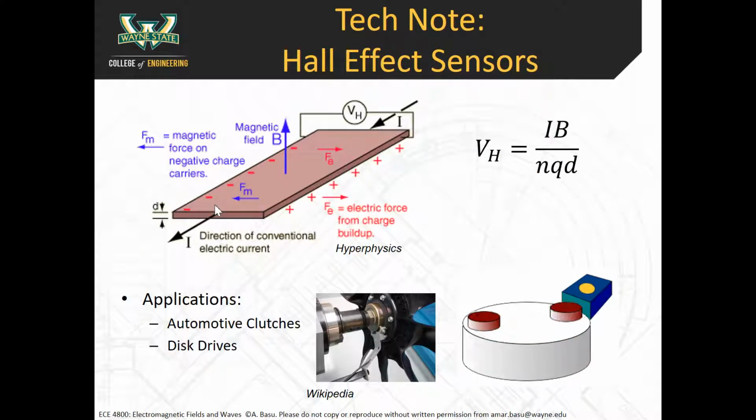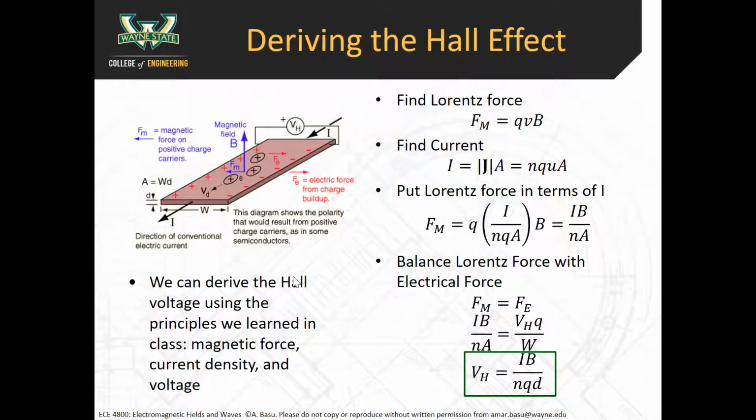Yeah, Isaac. Why is that I cross B? I mean, because if the magnetic field's not perfectly perpendicular, shouldn't that reduce the effect? Yeah, great question. If the magnetic field is not perpendicular to it, then you'll get a sine of theta term in there. Yeah, absolutely. So in most cases where Hall effect sensors are used, for example, in disk drives, they are designed so that the magnetic field is perpendicular. You get the maximum effect. Okay, so that's about the Hall effect sensor.